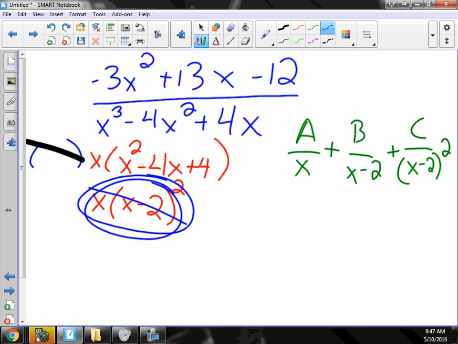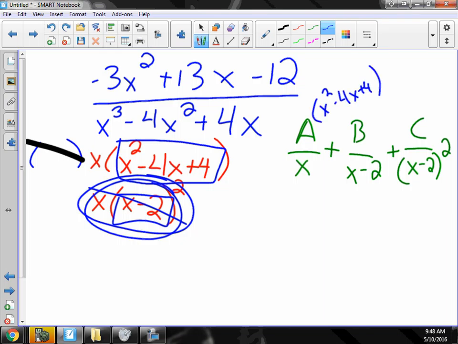Now, do I want to re-multiply x minus 2? I already know what it is. It's right here. So the A gets x squared minus 4x plus 4. Everybody okay with that? Okay.